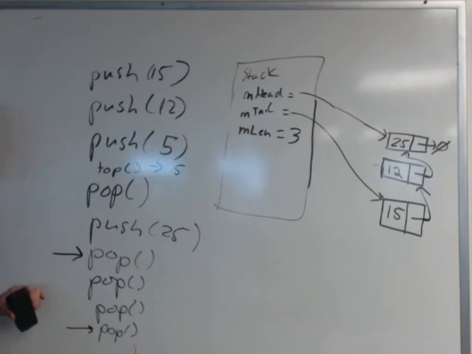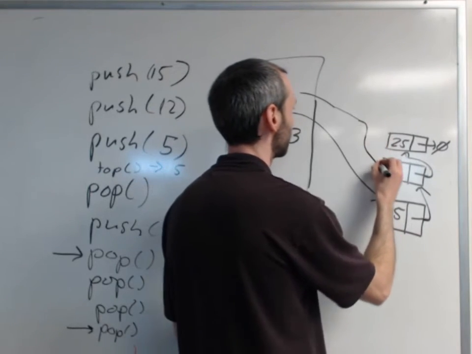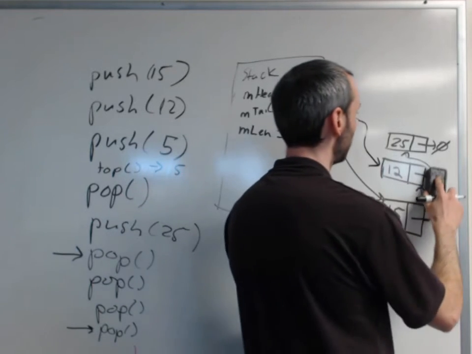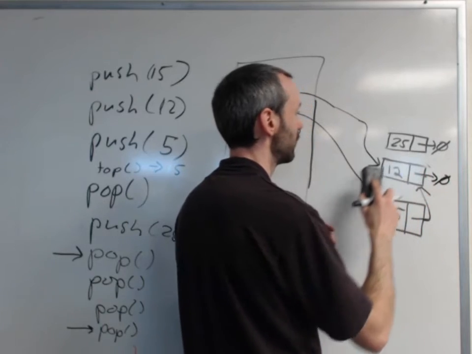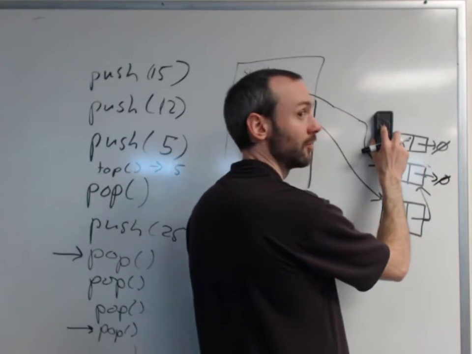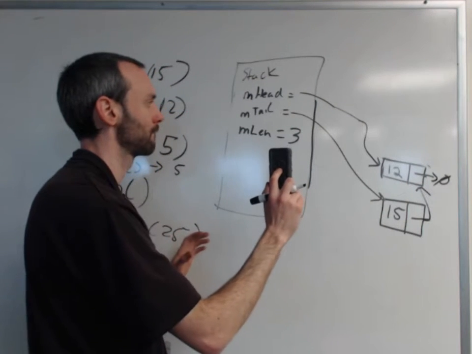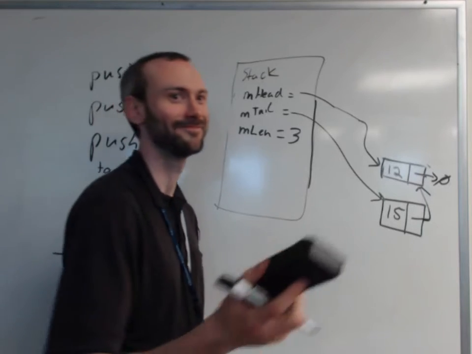All right, how does pop work? Someone besides Craig, Caitlin, and Sydney. Make mhead point to 12. And then also get rid of the other arrow. Have this arrow point to null. And then get rid of the 25 node, right? And do the same thing. Decrement m length.